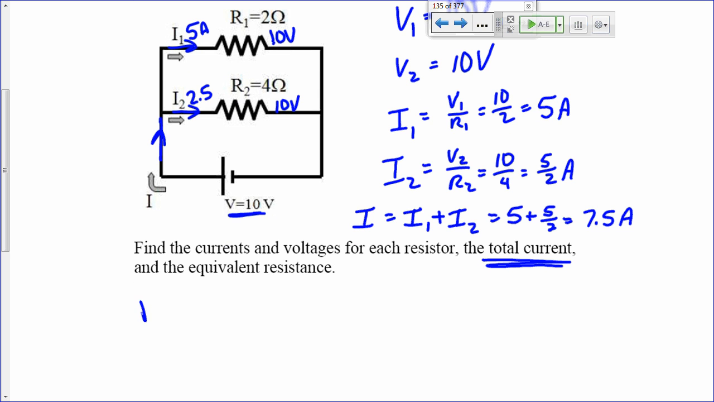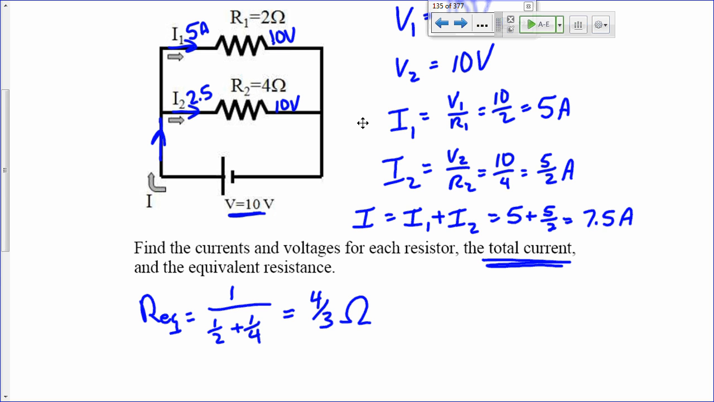And then finally, the equivalent resistance is 1 over 2 plus 1 over 4. That's 2/4 plus 1/4, which is 3/4, so the equivalent resistance is 4/3 ohms.